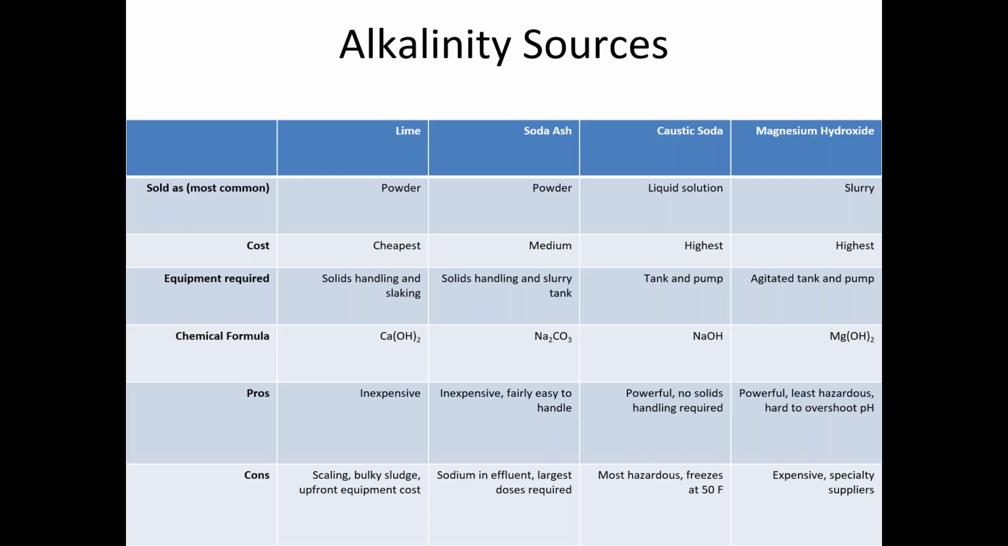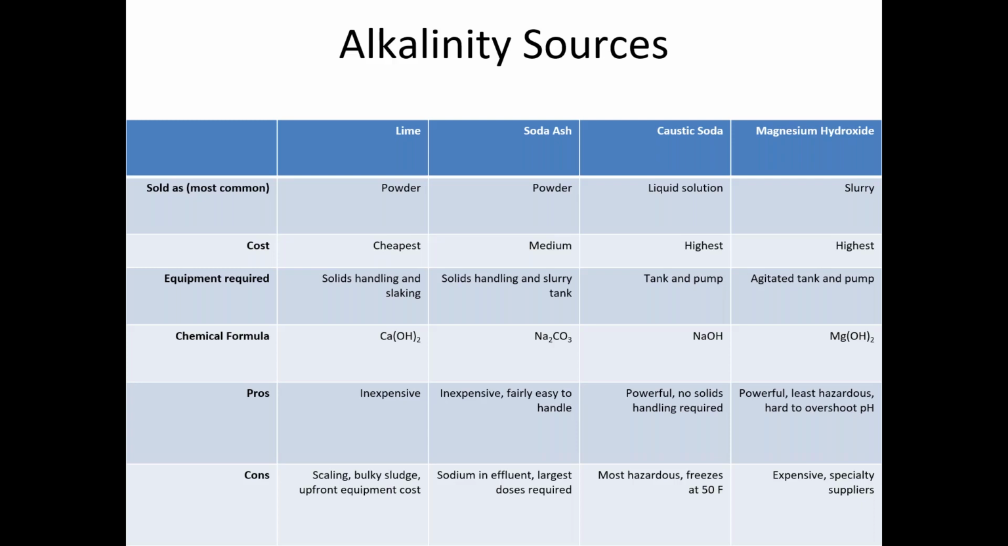And then lastly, we have magnesium hydroxide. That's actually milk of magnesia, same as in Pepto-Bismol. Can be used in wastewater treatment. And of these 4 chemicals and the ones related to them, each of them have some pros and cons. So I'll just go through those briefly.